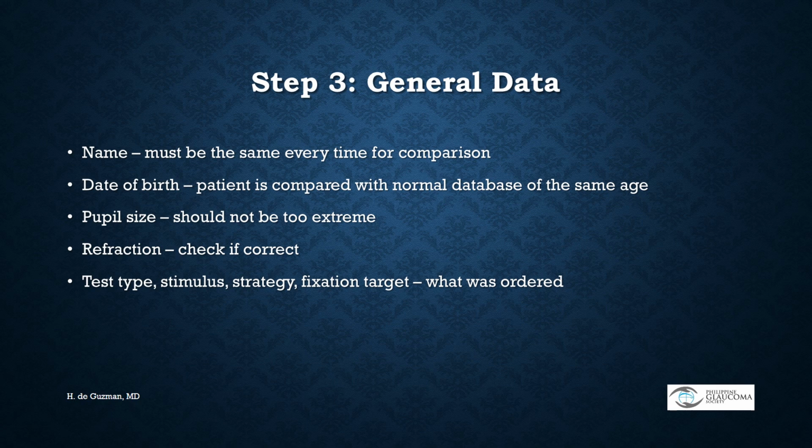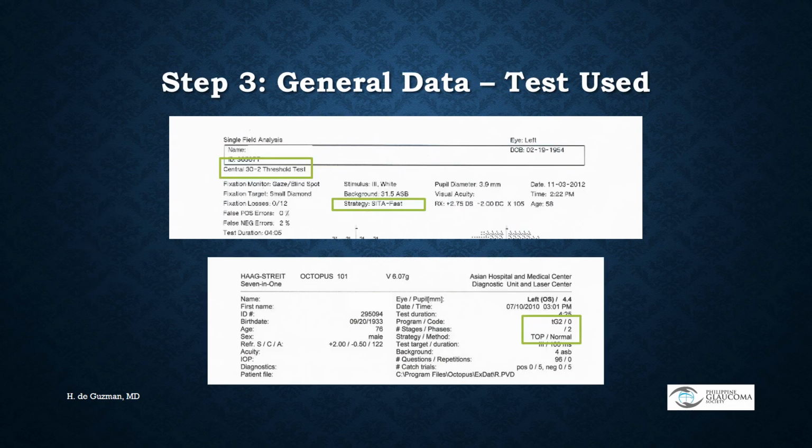The date of birth must be correct because the patient is compared with a normative database of the same age. The pupil size should not be too big or too small. The refraction should be the correct one used, or else you could get artifacts because of that. And make sure that the test type, stimulus strategy, and fixation target are what you wanted. So this is where you can find the test used.